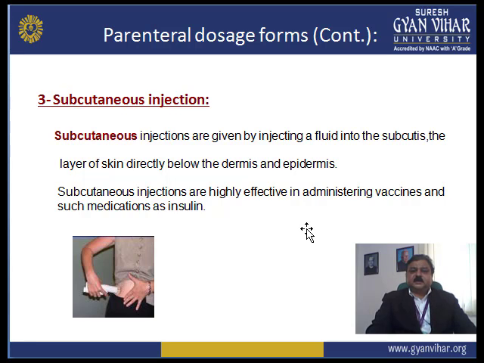Then subcutaneous injection, as you can see, it is normally for diabetic patients. They take this insulin by this subcutaneous route. So subcutaneous injections are given by injecting a fluid into the subcutaneous layer of the skin directly below the dermis and epidermis. So subcutaneous injections are highly effective in administering vaccines and such medication as insulin, right?